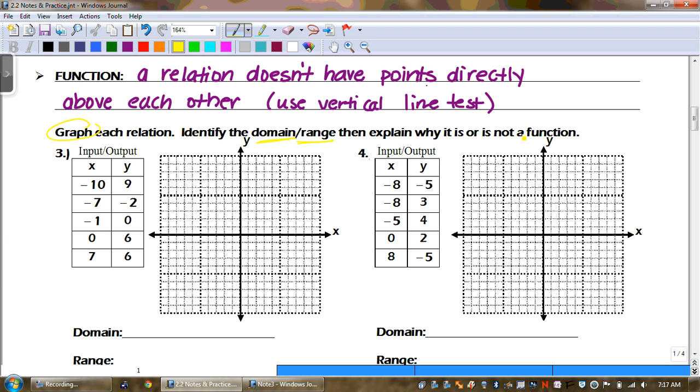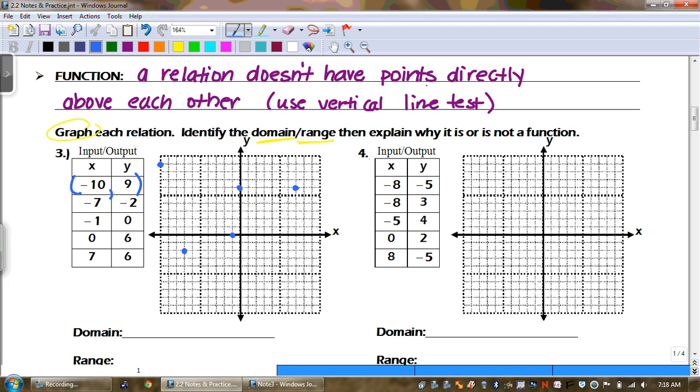So let's do the first one together. Now remember that these points right here, we've got -10 and 9. Remember, that's a point, x comma y. So we go -10, +9. -7, -2. Okay, and we just plot them. -1, 0. 0, +6. 7, +6. Okay?